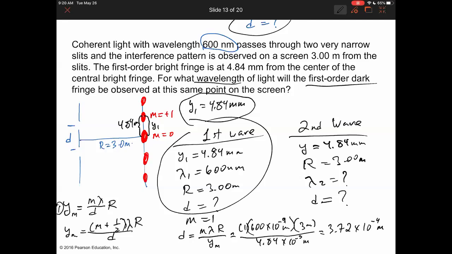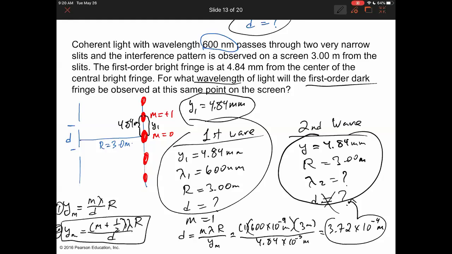Now when I come back here, this is no longer unknown. I have the value for that. And what I have here is just one unknown, which is lambda 2. That means I can use the same equation, but equation 2, because this is for destructive interference, to find what the lambda should be when y equals 4.84 millimeters, r is 3 meters, and d is 3.72 times 10 to the negative 4. So basically, that's the idea for that.